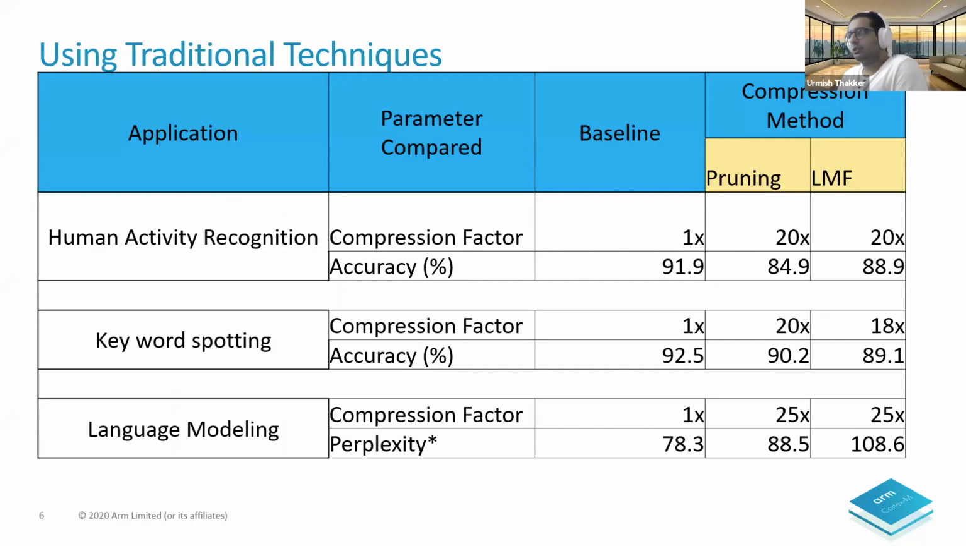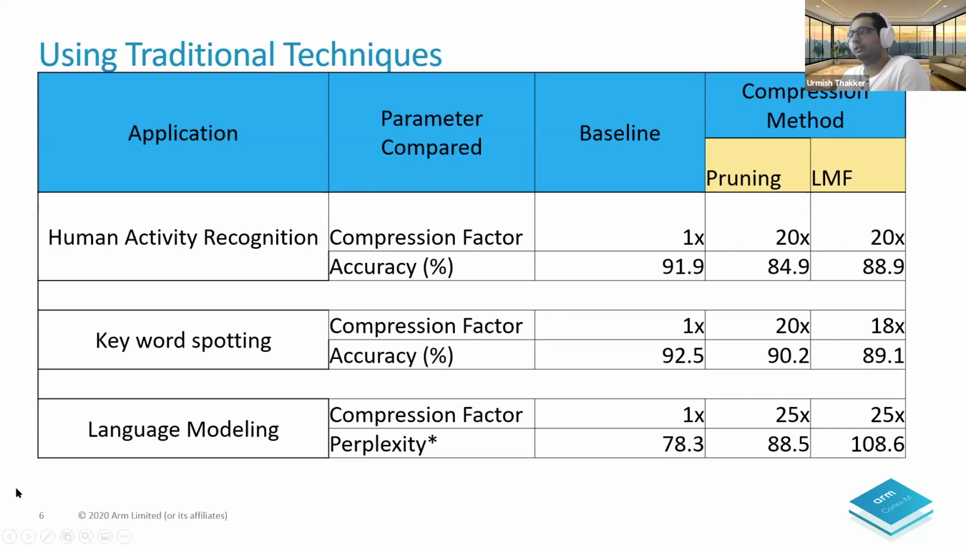With keyword spotting, the story is similar. You're now losing around 3 to 4% accuracy. And for language modeling, which is the chatbot application or the workhorse of a chatbot application, the accuracy metric is generally perplexity. And for perplexity, the lower value is better. So for the language modeling application, if you compress by 25x using pruning, your perplexity goes from 78.3 to 88.5. And because for perplexity, lower value is better, 88.5 is quite worse off than 78.3.